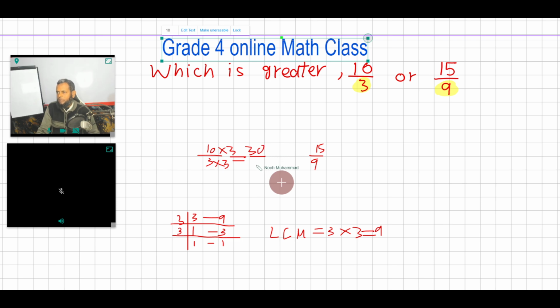Okay, good, very nice. 9. Now, but first you should also change. 15 over 9 already has 9, so there is no need. 10 over 3 is the greater fraction. Okay, clear?